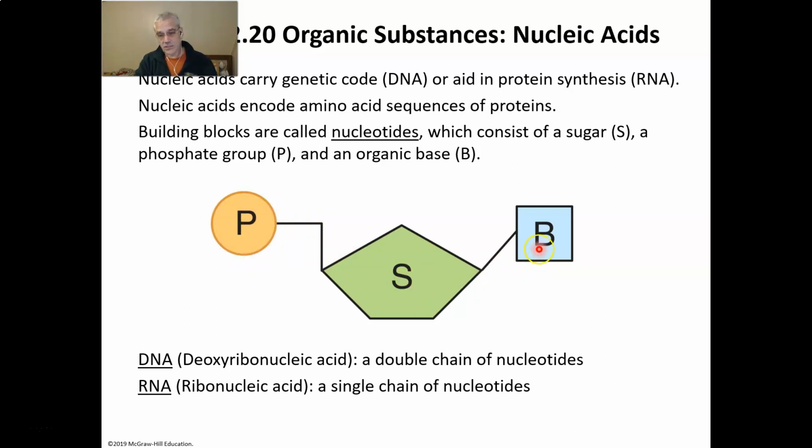Off the other side of that sugar is attached what we call a base, an organic base. So in the center is a sugar, on one side is a phosphate group, and on the other side is an organic base. That is a nucleic acid. That is the general, generic structure of a nucleic acid.